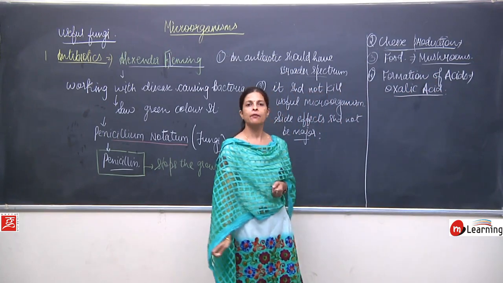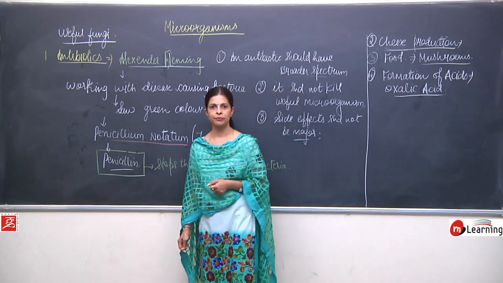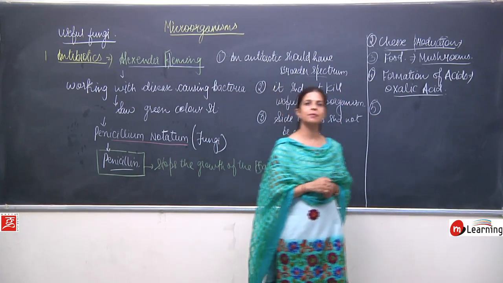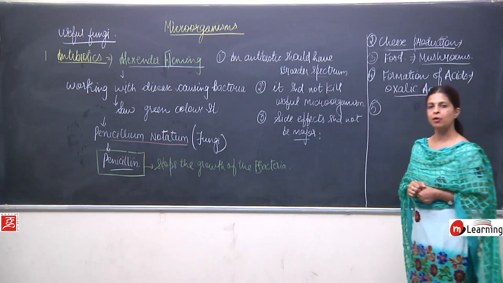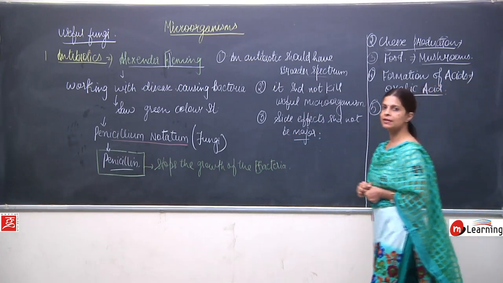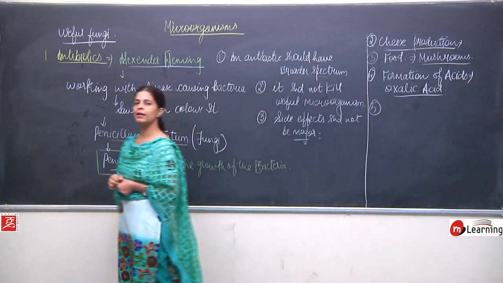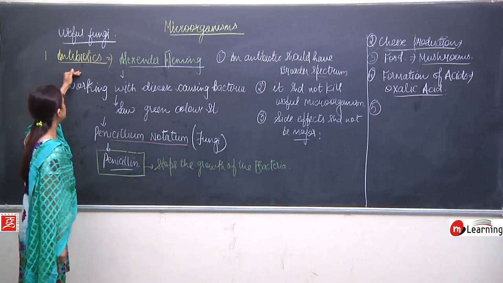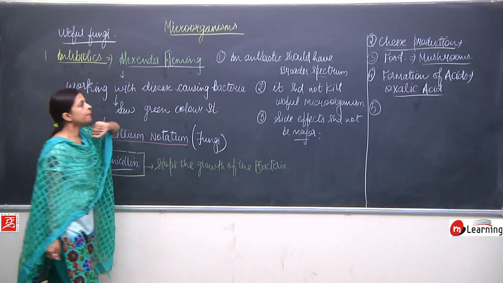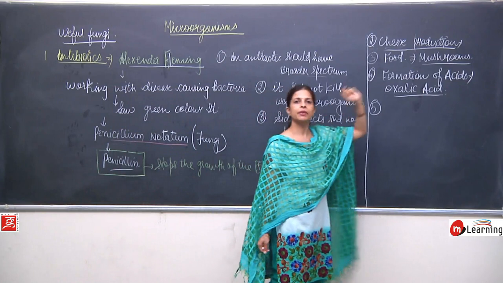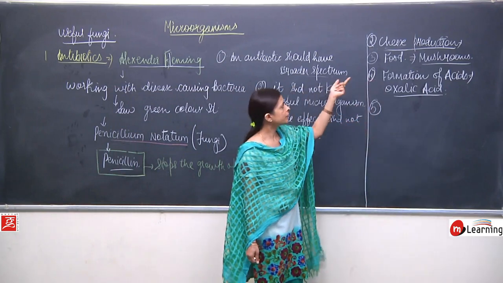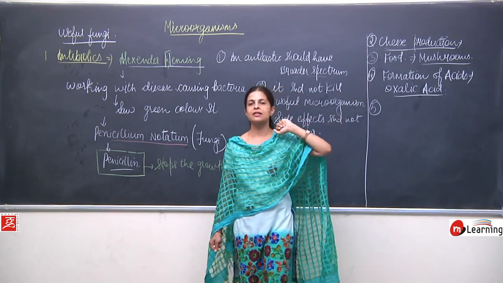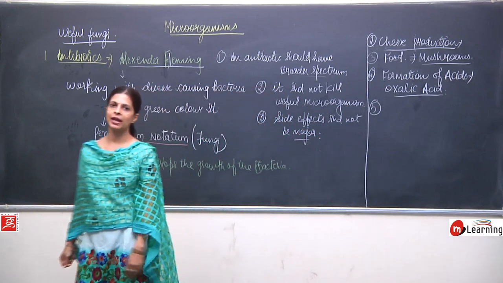In formation of acids also, fungi play a very important role. Now I think it will be quite easy for you all to learn this, because we have discussed the majority of these points when we were discussing bacteria. Almost all of these uses apply to bacteria too, like bacteria are also used in making antibiotics. Lactobacillus is used in the formation of curd and cheese. Then food, we do not consume bacteria obviously. Then bacteria are also used in the formation of acids.